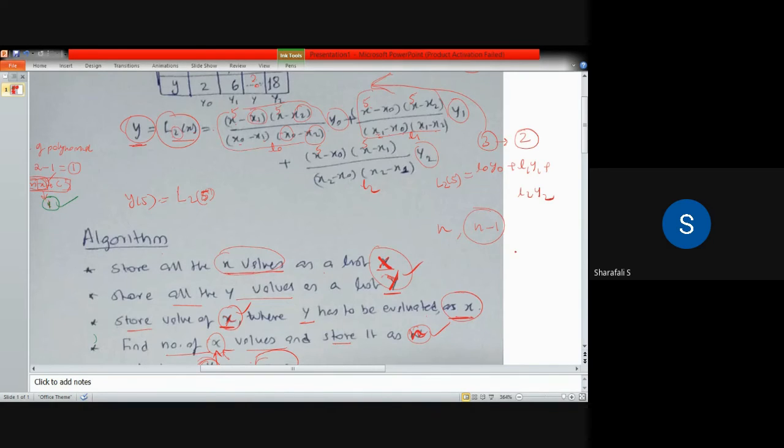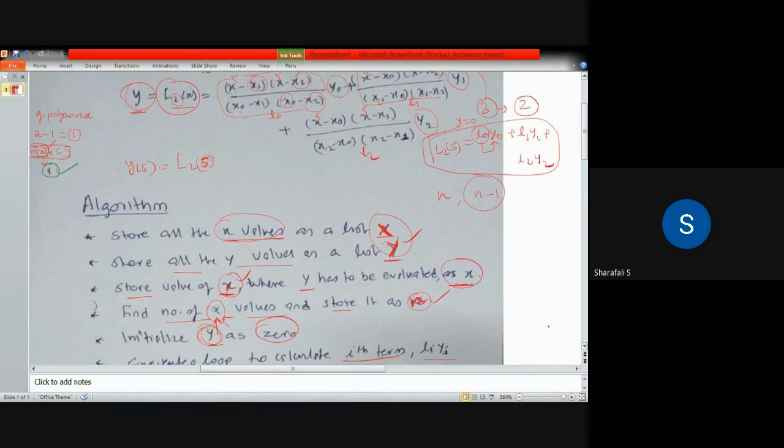Okay, so in order to calculate this, you have to consider a loop, and first you have to calculate what is L0, multiply that with y0, and add that to y. What is the y value now? y equal to 0 in this case. Initialize y equal to 0, you can see from this step. So with this y value, we have to add L0 y0.